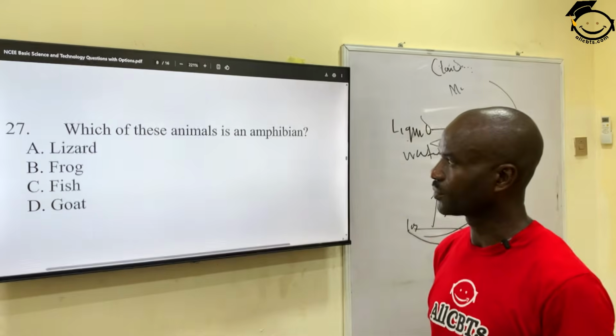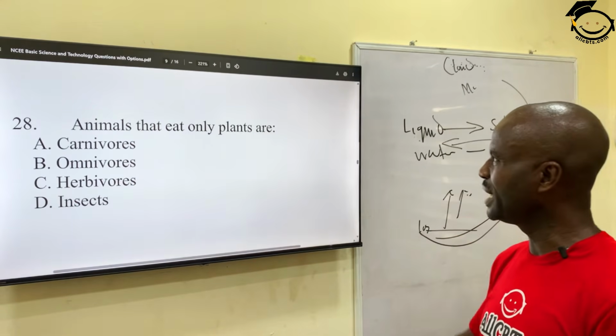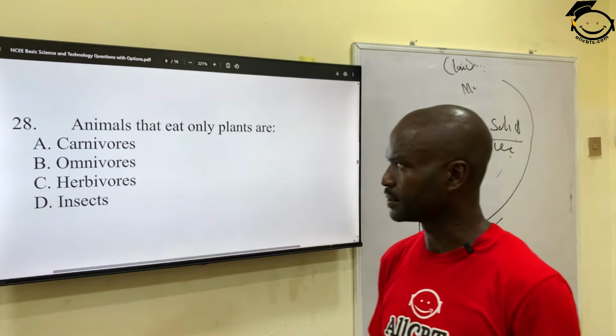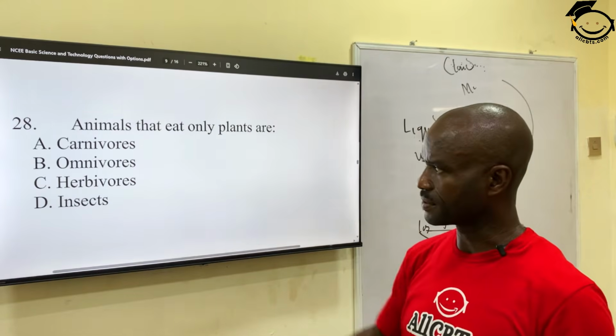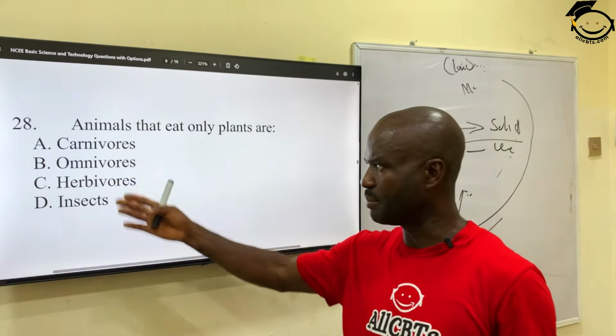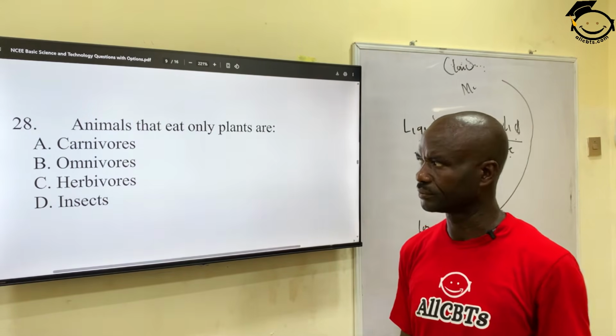Question 28 says, animals that eat only plants are referred to as A, carnivores. B, omnivores. C, herbivores. Then D, insect. The correct answer is herbivores. Herbivores.